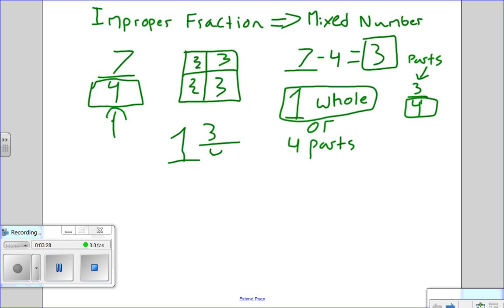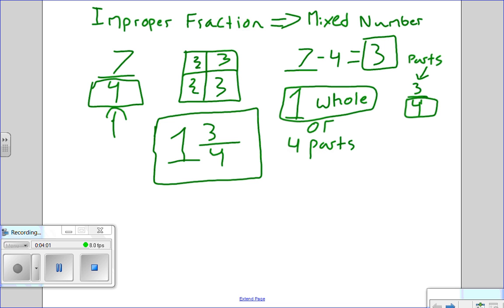So I have one whole number, which comes from my 4 parts that I can take away from 7. I have 3 parts left over when I subtract my whole, which is 4, from 7. And my denominator, which is always going to stay the same, will be 4. So my mixed number is 1 3/4.